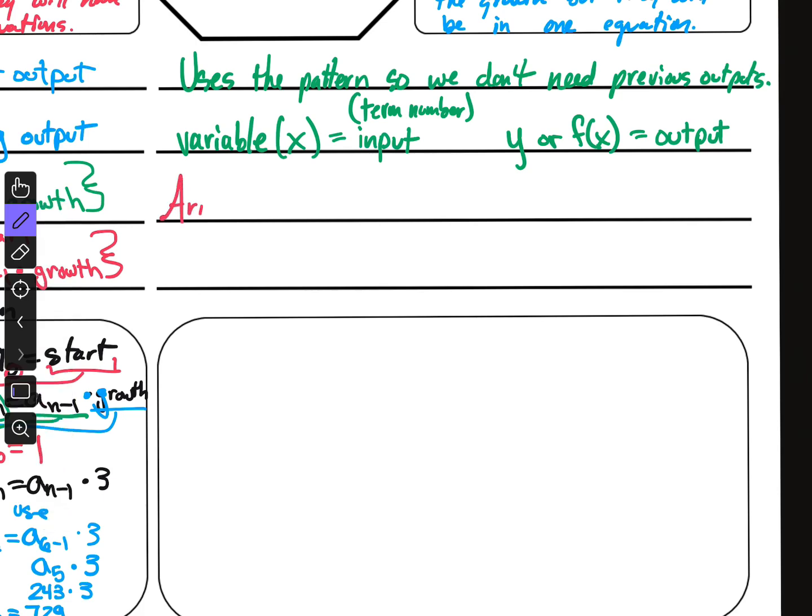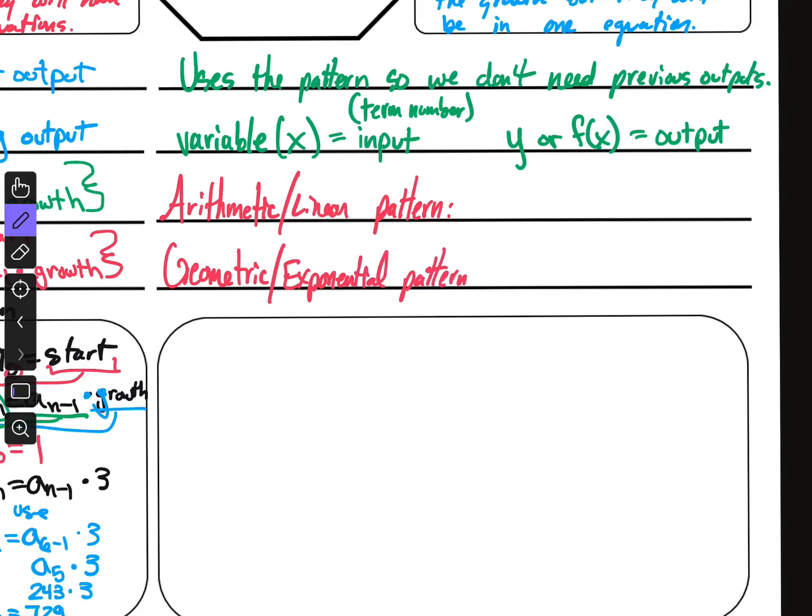So again, we're going to use our arithmetic example, or linear example pattern. Crap, writing the wrong thing here. Hopefully I was ahead of you guys so you didn't make that mistake either. We also have our geometric or our exponential pattern.